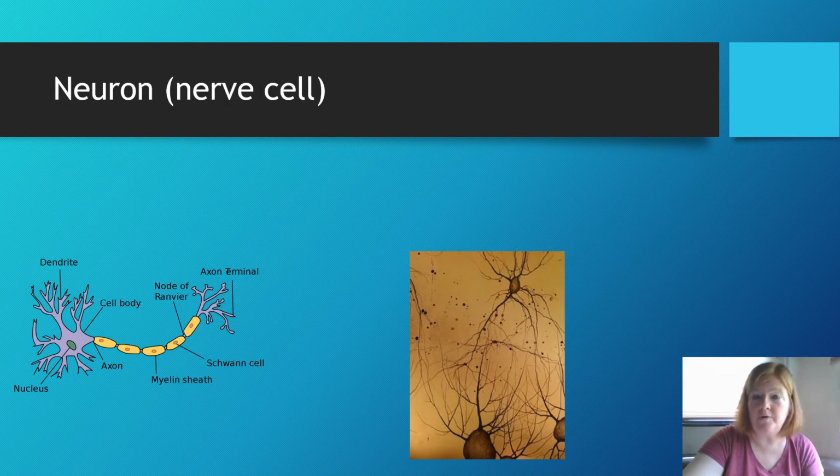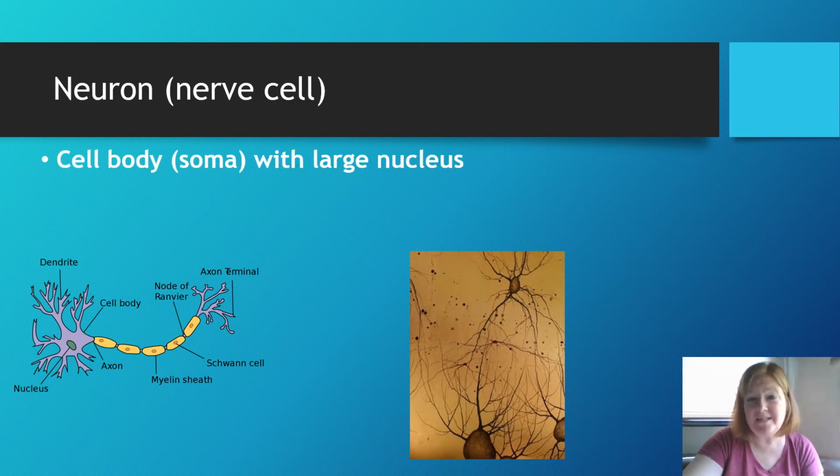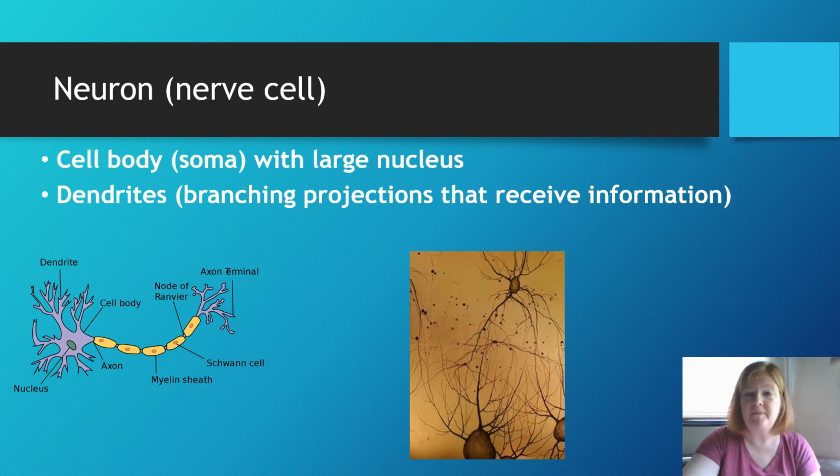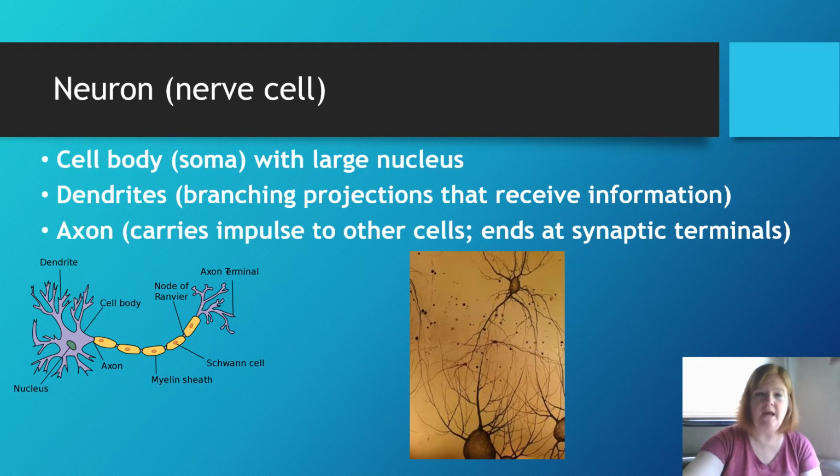So the neuron or nerve cell. The cell body is called the soma, and it has a big nucleus. The dendrites are the branching projections that receive information. And then the axon is a long part that comes out of the soma, and it carries the impulse to other cells. And it ends at synaptic terminals.